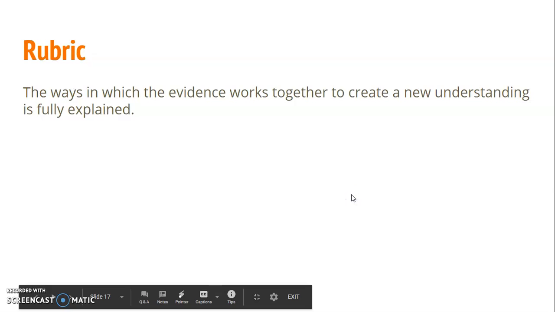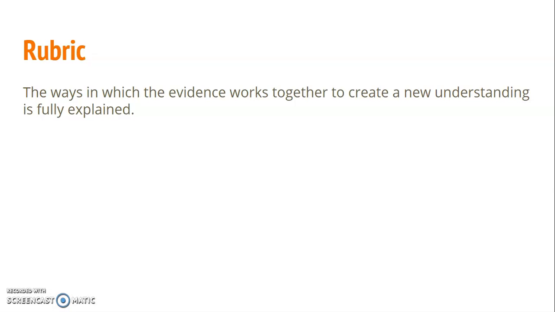So first things first, let's take a look at what the rubric says about synthesis. In order to get full points, so the full 4 points, and to be in the outstanding category, you gotta do this. It says the ways in which the evidence work together to create a new understanding is fully explained. So in order to get those full points for synthesis, you have to explain how your evidence works together to create a new understanding.